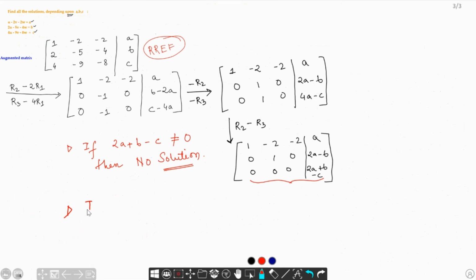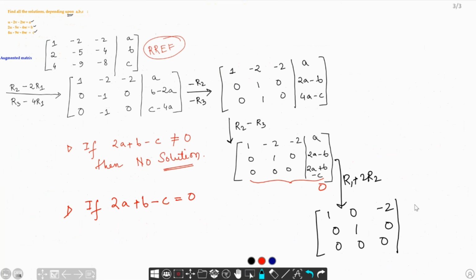But if this is equal to 0, then what will happen? Recall the definition. So in this case we will have infinitely many solutions, correct? So in this case we get, let me write it from the last row, which now becomes 0. The second row becomes 0, 1, 0, 2a minus b. And here you go, we get 1, 0, negative 2.